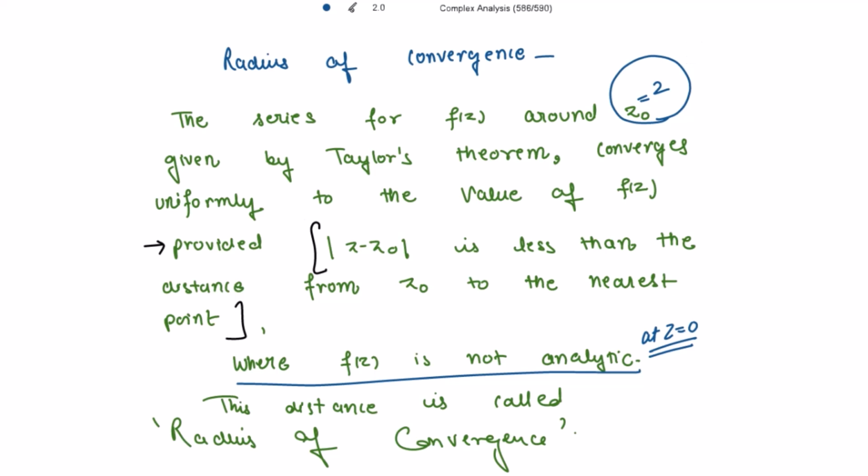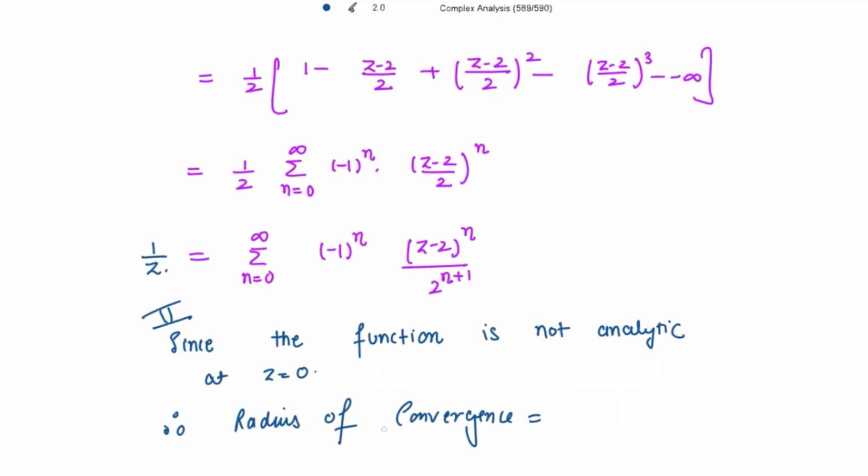It means the radius of convergence is the distance between the points 2 and where the function is not analytic, 0. That means we need to get the distance mod of 2 minus 0. So the radius of convergence will be the distance between the points 2 and 0. So that is equal to 2. Thus the radius of convergence of the series is 2. Okay, thank you.